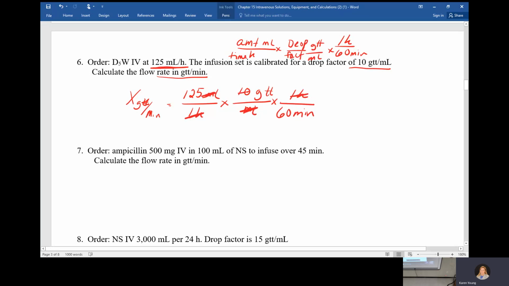All right, so my milliliters cancel, my hours cancel, and I'm left with drops over minutes. And then I can take 10 goes into 60 6 times. So then I'm left with 125 over 6. And then I have to reduce 125 over 6, and I'm going to take it down to the decimal.